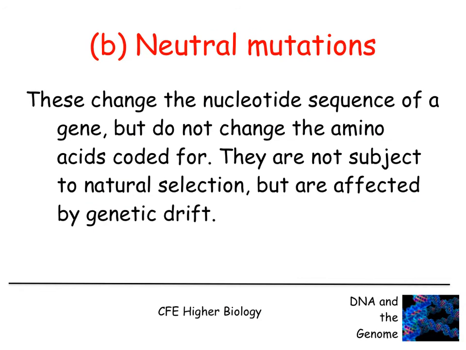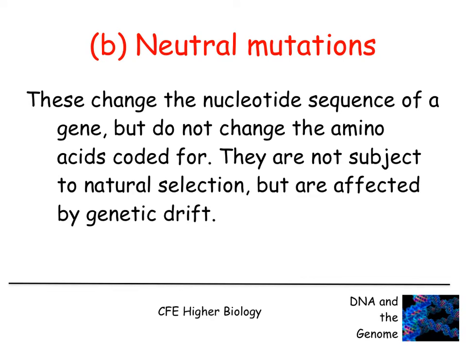Now the second example we want to look at in genetic drift is this thing here called neutral mutations. Now, if you remember from your gene mutations before, neutral mutations are where you've got a change to the nucleotide sequence of a gene, but it doesn't change the amino acid that is coded for.